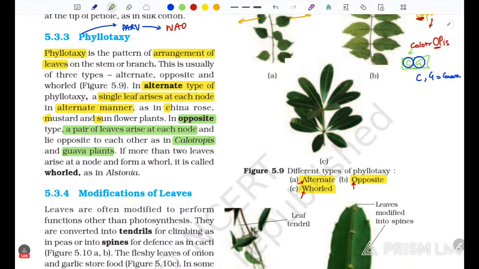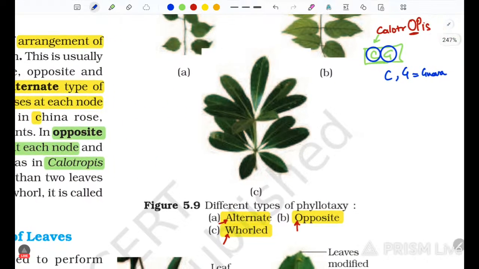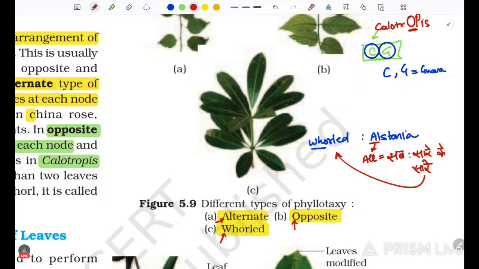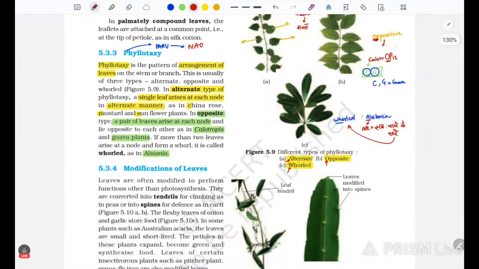वर्ल्ड मतलब अगर एक पॉइंट पे दो या दो से ज़्यादा लीफ निकल रही हैं तो वो वर्ल्ड होता है, ठीक है। और इसका एग्जाम्पल क्या है? एल्स्टोनिया। एल्स्टोनिया, ए एल फॉर ए डबल एल, ए एल ऑल मतलब सब, सारे के सारे एक ही जगह पे उग गए, तो वो किसका एग्जाम्पल हो जाएगा?